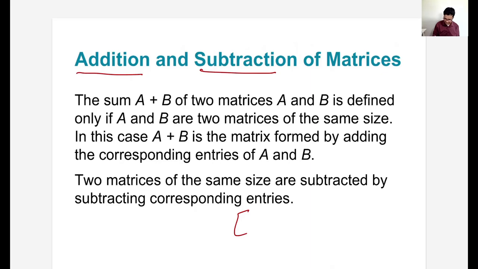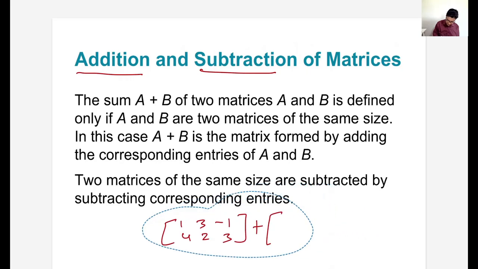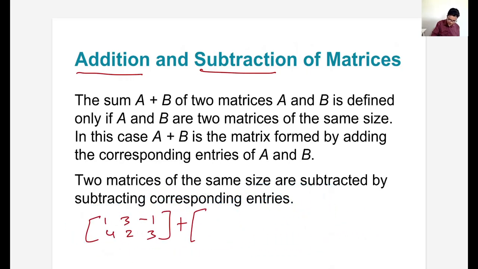So I'm just going to write here. Let's say 1, 3, minus 1, 4, 2, 3. And I want you to do this operation. And let's say 3, 4, 2, 5, 1, 0. What is the most logical way to add them? And I'm telling you, you will be correct.